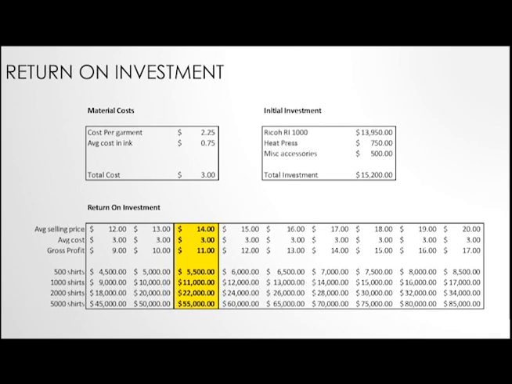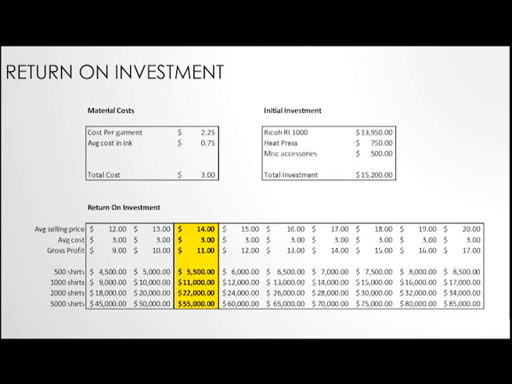Now, over 500 shirts, that's a $5,500 gross profit. Over 1,000 shirts, $11,000 in gross profit. 2,000, $22,000. 5,000, $55,000 in gross profit.